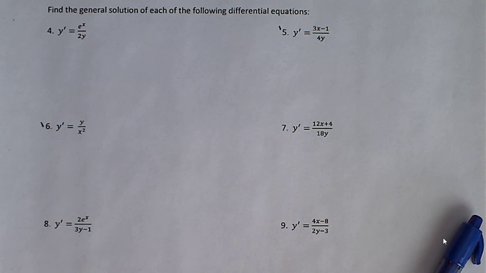Step number 3, integrate. We integrate both sides. And remember, these are indefinite integrals, so our answers have to have plus C at the end. So 4y integrated becomes 4y squared over 2, which is 2y squared, plus C, equal to 3x squared over 2.